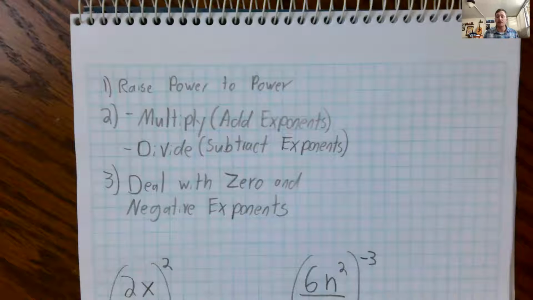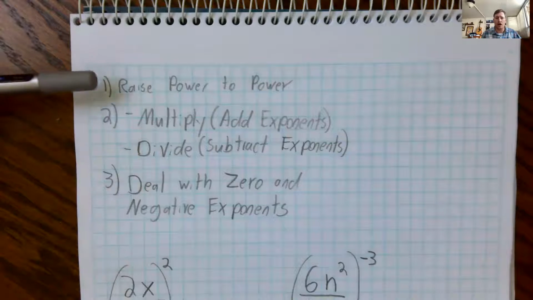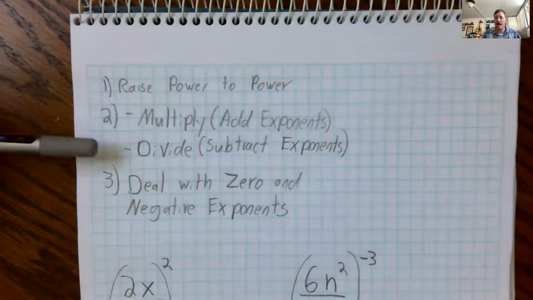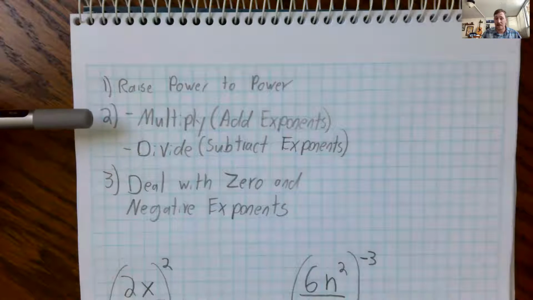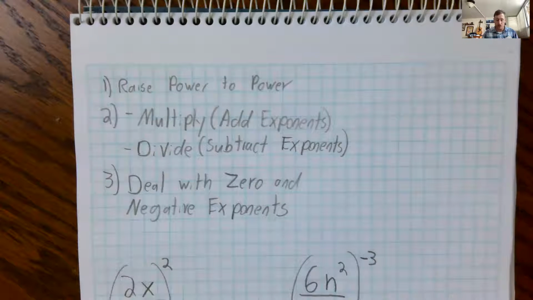If you're unfamiliar with those things, I encourage you to go back to prior videos or follow up with me, because at this point, I'm assuming you know all the rules, and now we're just putting them all together. So the way that we do that is in this specific order. We want to start with raising a power to a power. We want to use the exponent. Then we want to multiply or divide. Remember, those exponents need to have the same base in order to do that. And then at the end, we're going to deal with 0 and negative exponents. So if you don't have that list down, please write it down now, because we're going to do some practice problems that follow those steps.